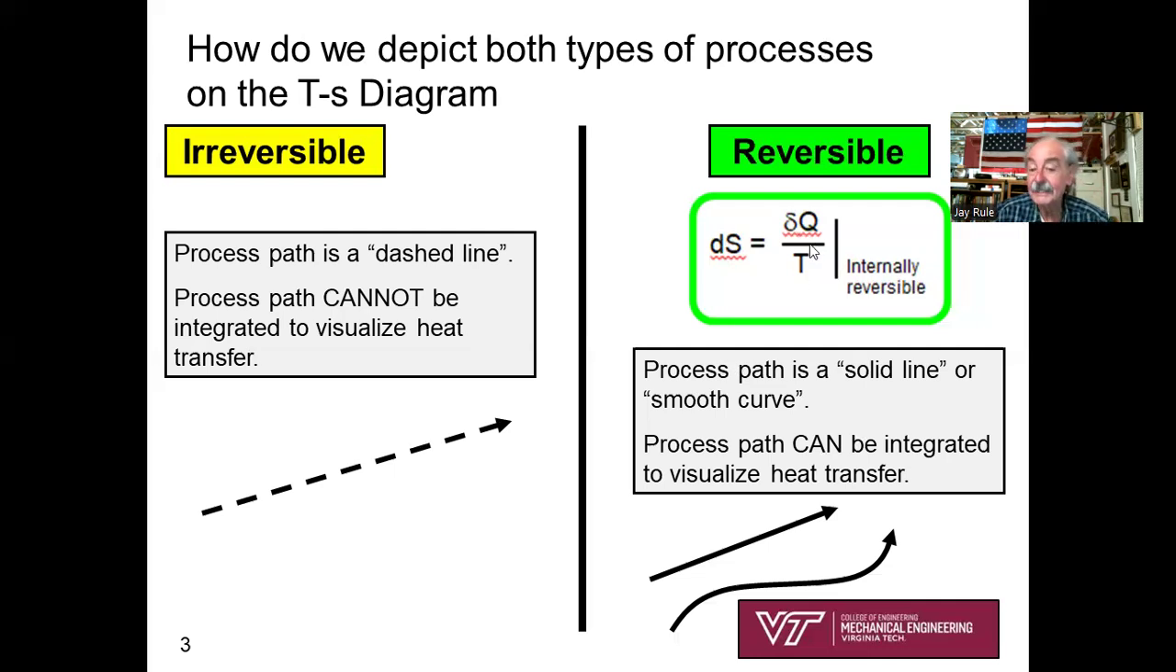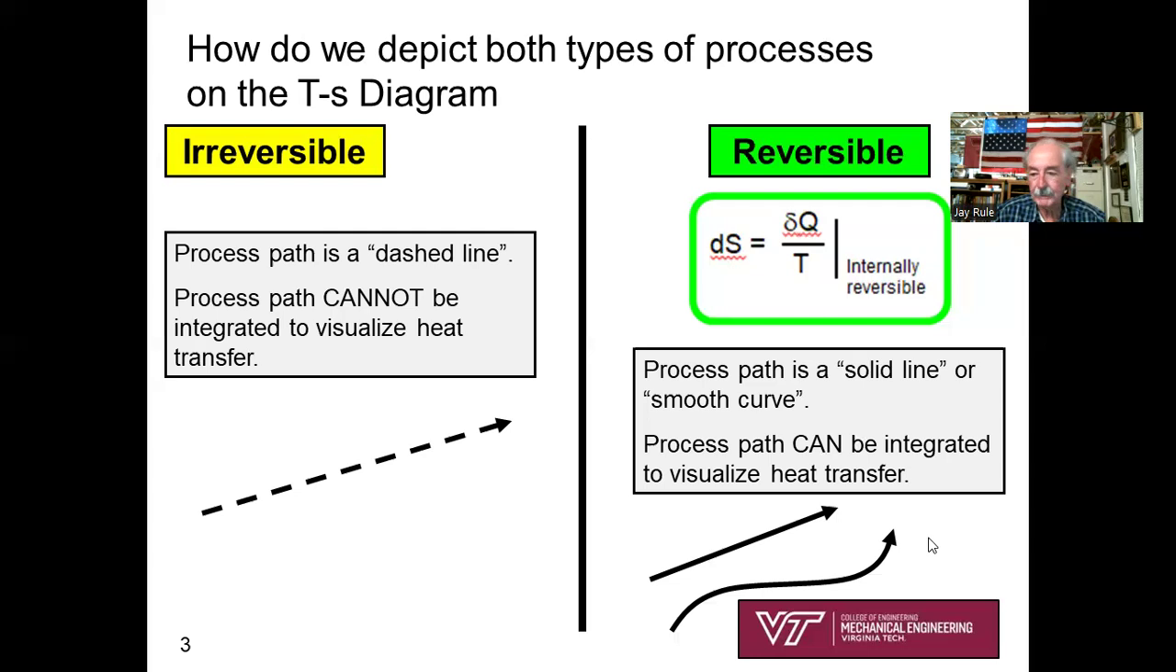Reversible processes on a TS diagram: remember our tried and true definition. It says you can visualize heat transfer Q as the integral of T dS, the area under the curve, as long as you're going across a reversible path. When you're starting with a sketch on your TS diagram, a process path is a solid line or a smooth curve. A lot of times I'd say straight line, and that's not a good description at all. Here's a smooth line. A straight line, of course, is also a smooth line, but these process paths can be integrated to visualize heat transfer on the TS diagram.